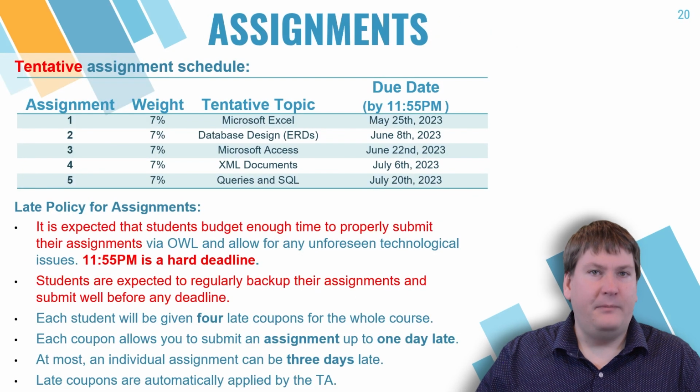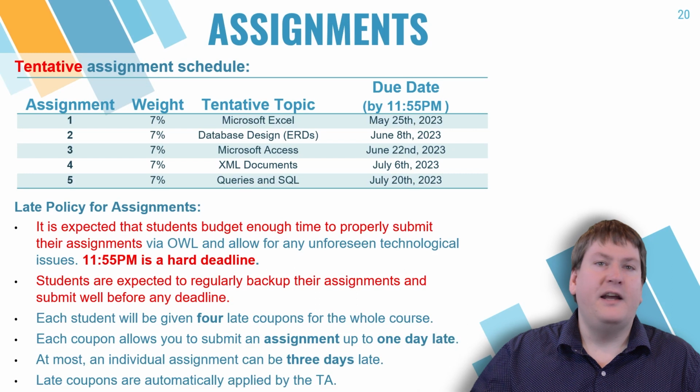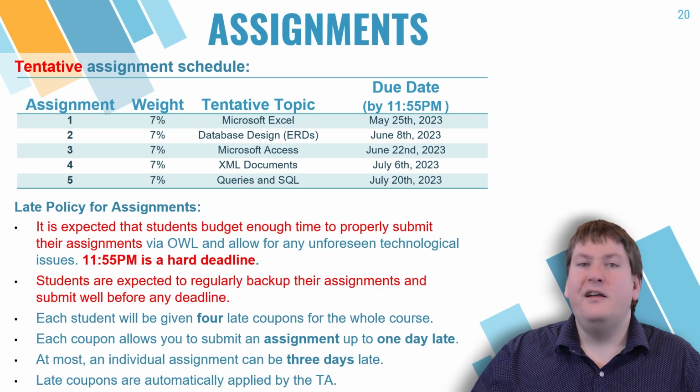Okay, on to assignments. There will be 5 assignments in this course, and I have the tentative schedule for each assignment posted here. Each will be worth 7% of your final grade, 35% in total between all 5 assignments. And these assignments will mainly cover the practical side of the topics covered in the course, such as Excel, XML, or SQL. Each assignment will also have a set of theory questions about a hypothetical business that will follow you through each of these assignments in the course.